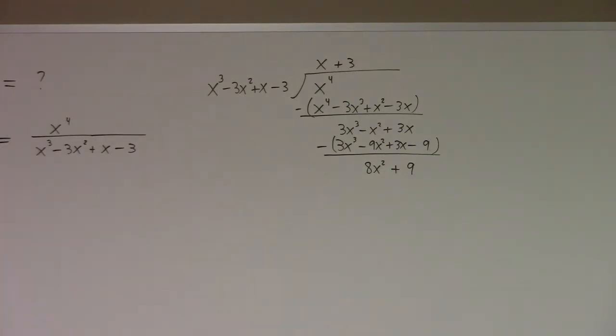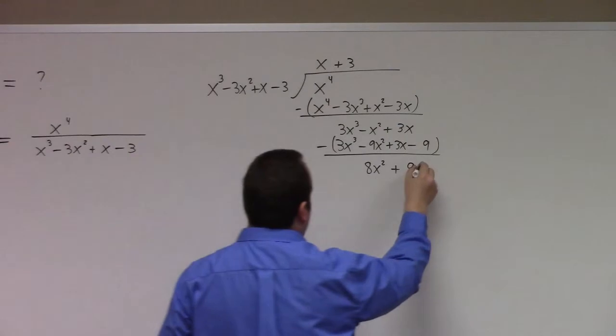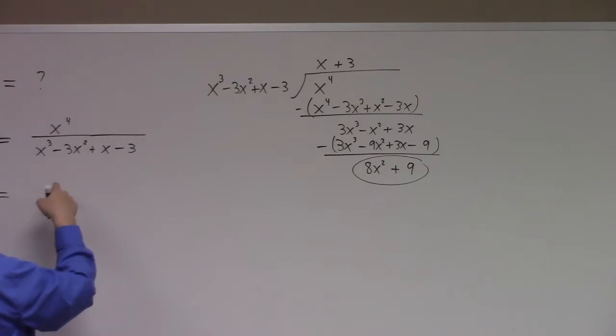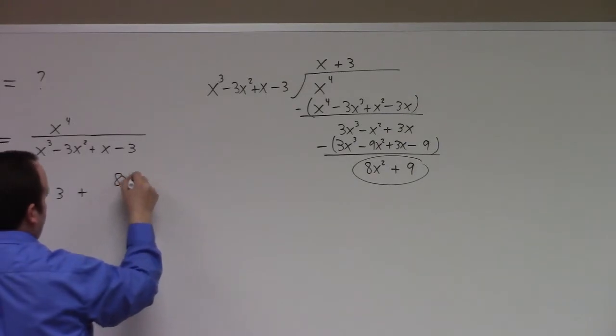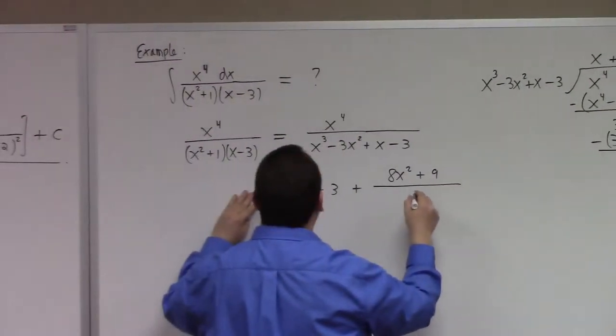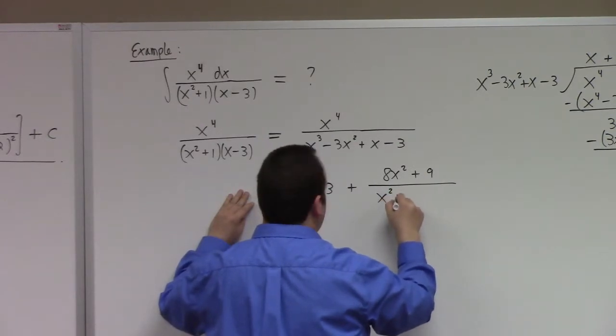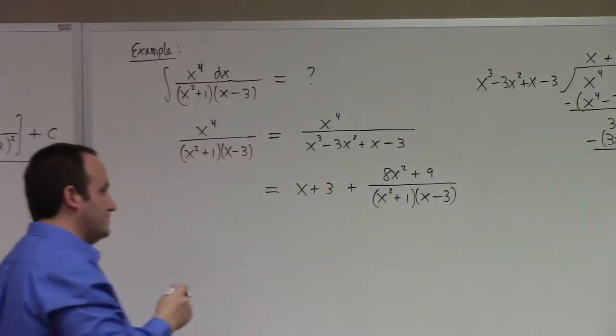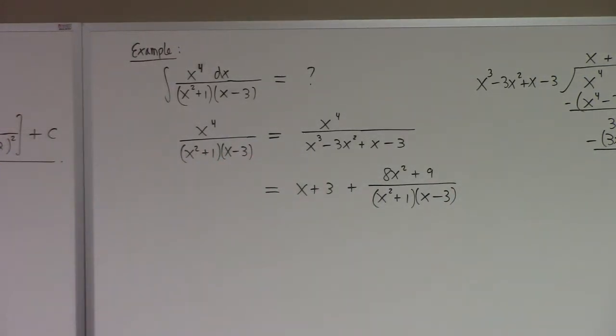At this point, the remainder has smaller degree than the divisor. That means I'm done. That's the remainder. What this calculation means for us is simply that this can be simplified as x plus 3 plus 8x squared plus 9 over x squared plus 1 times x minus 3. So at this point, we have rewritten this improper rational function as a polynomial plus a proper rational function.